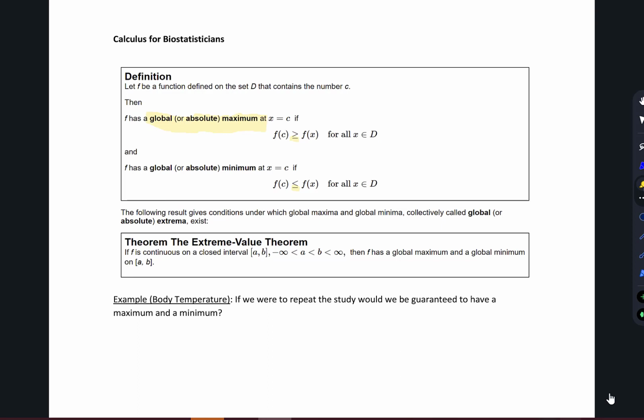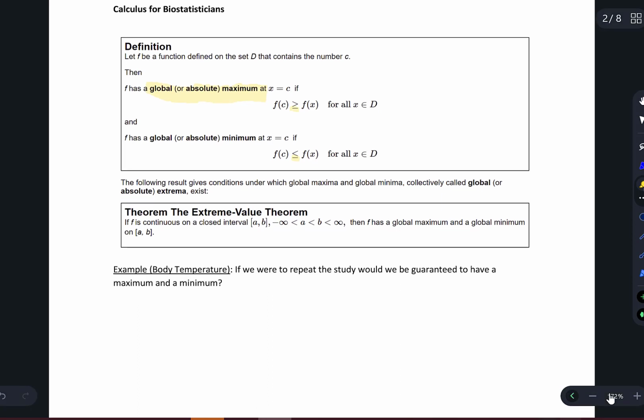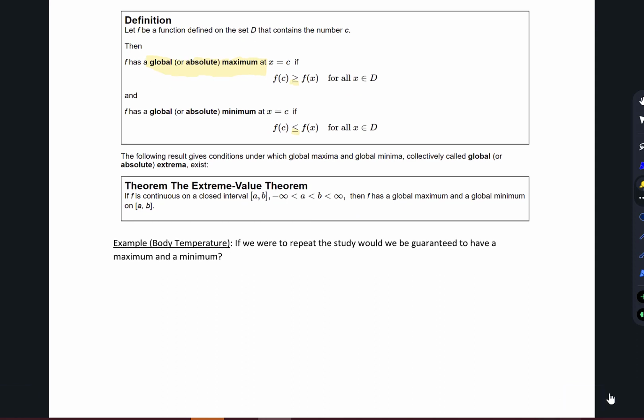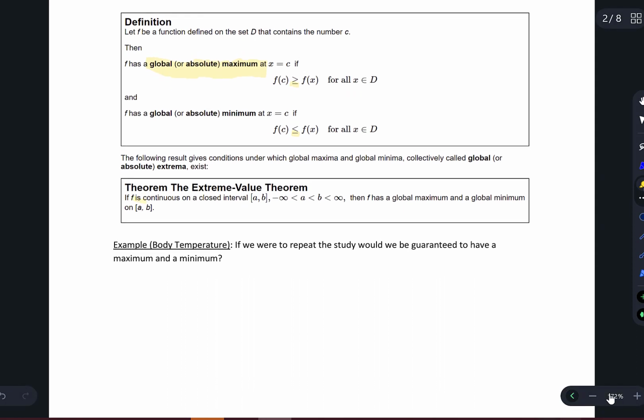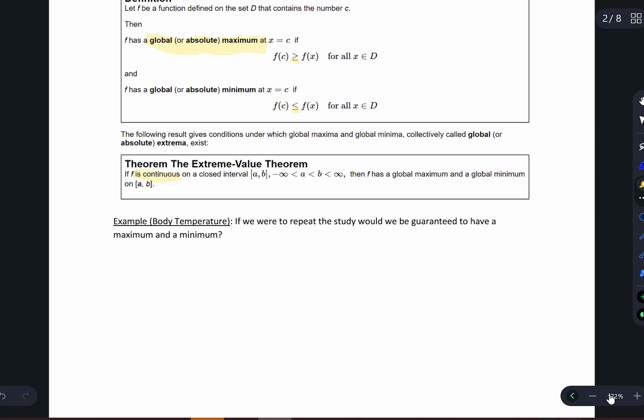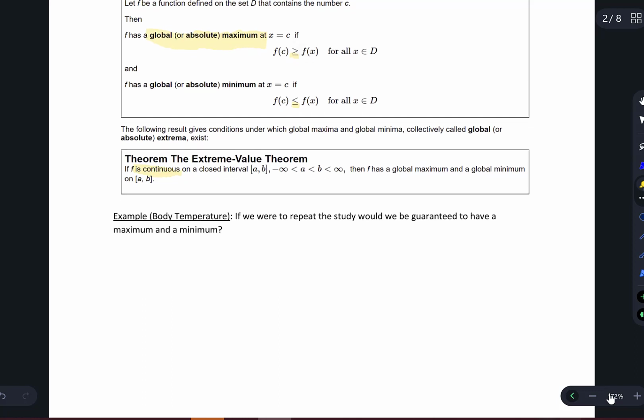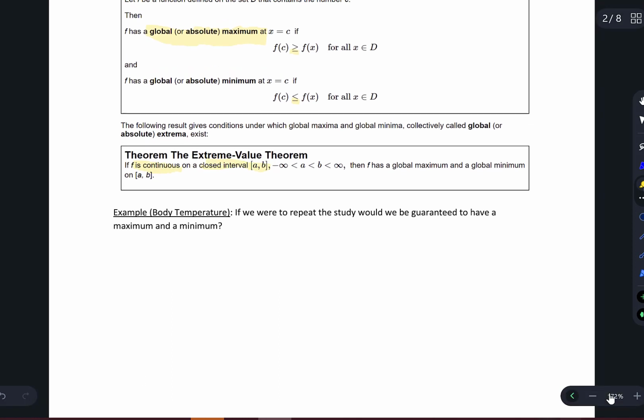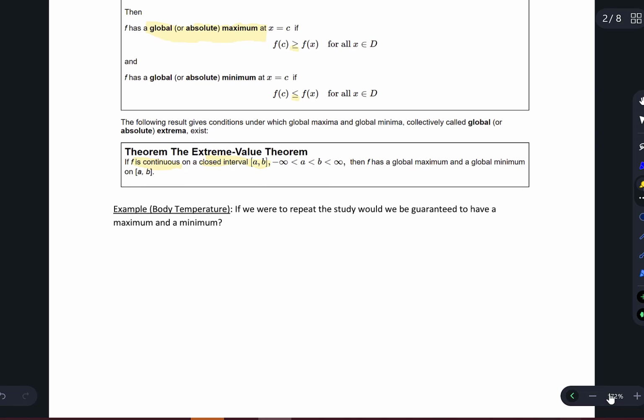And so in a case where the function is always a constant value, you would still have a minimum and a maximum. And so the following result gives conditions under which the global maximum and minimum, collectively called global or absolute extrema, exist. And so here we have two conditions. If f is continuous, so we need f to be a continuous function, on a closed interval, so we also need a closed interval, then we are guaranteed for that function to have a global maximum and a global minimum.